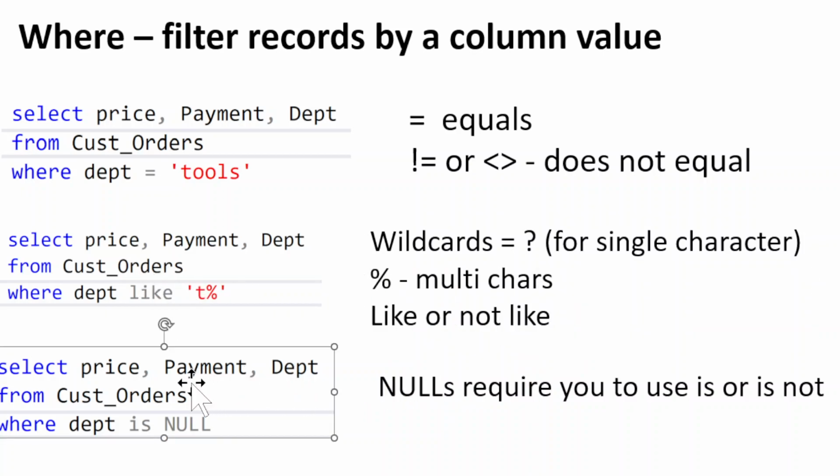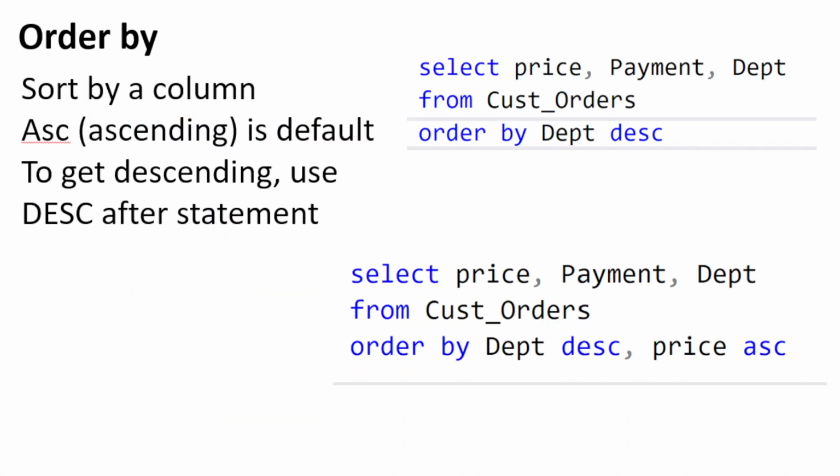Okay, nulls are a little different. Nulls have an IS statement, where it's IS NULL or IS NOT NULL. And this returns whether a record in that column is null.